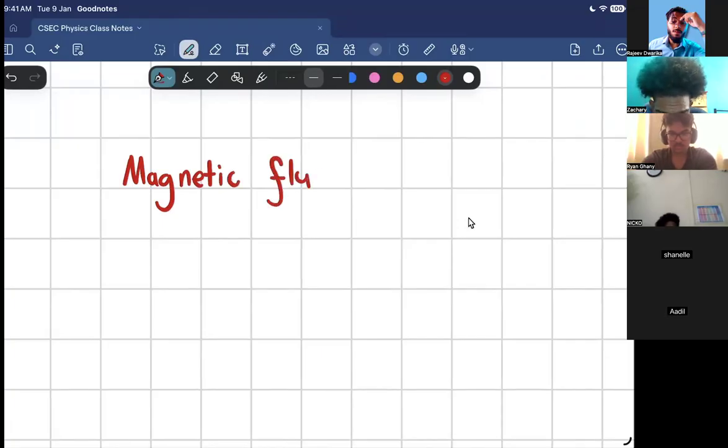Right, so magnetic flux is just the amount of magnetic field passing through a 2D plane, that's all. Let me show you what I'm talking about. Let me get a good diagram for you. Do you all understand that at any given point a magnetic field could cut through an object?